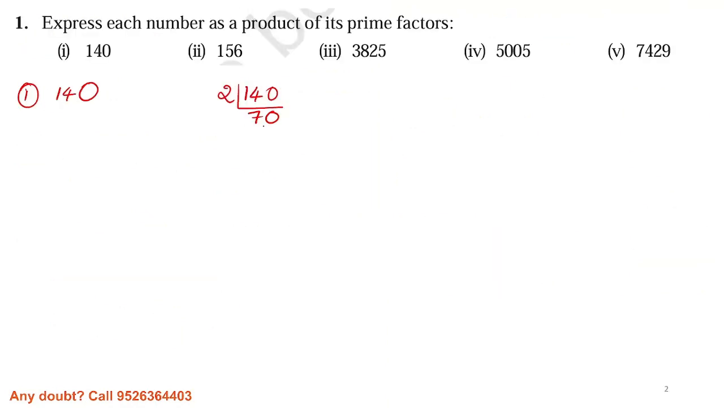So 140 divided by 2 will be 70. Again divide by 2, you will get 35. Shall I discuss that? 70 by 2, 35. It's a simple thing, right? 35 divided by 3.